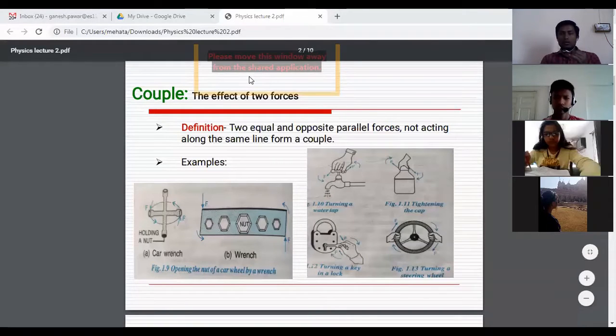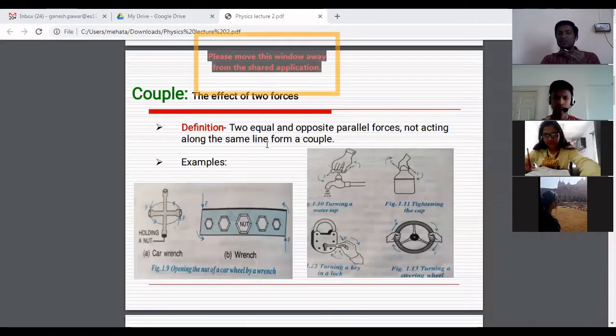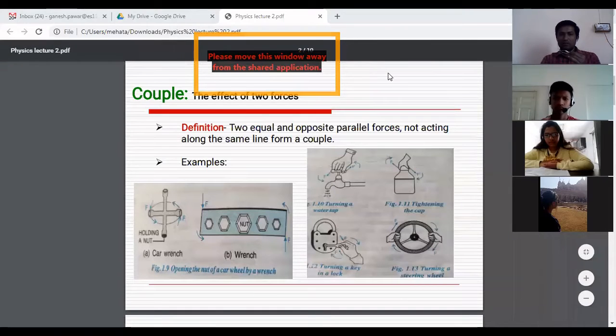So here, I have written a definition. Two equal and opposite parallel forces not acting along the same line form a couple. They are not acting along the same line, which means they are acting at two different points. Clear? All right.